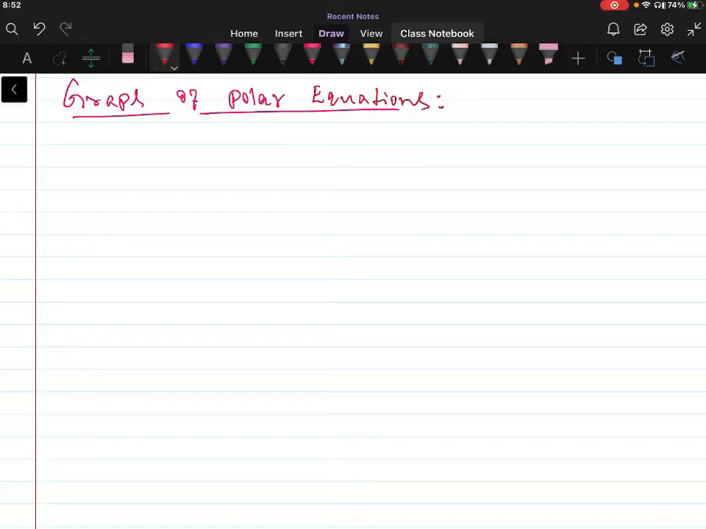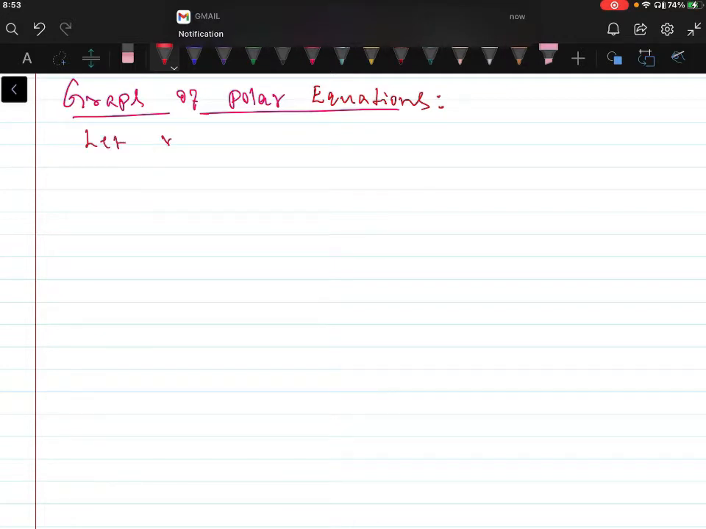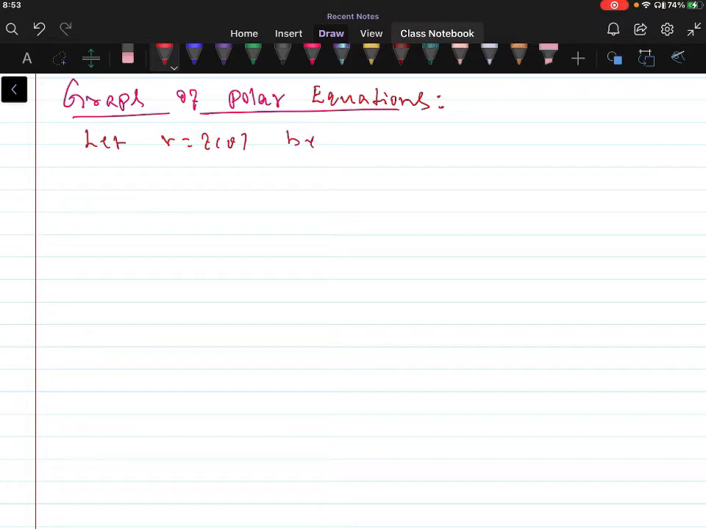In this lecture, I am going to discuss graphs of polar equations. Let r is equal to f of theta be a polar equation where r and theta are the polar coordinates.